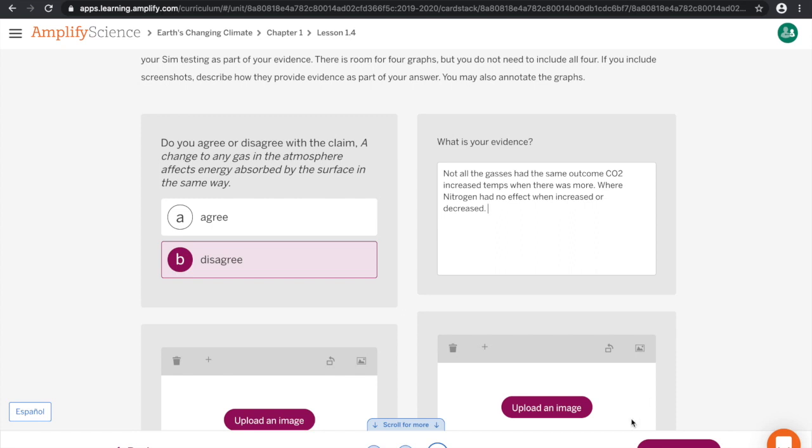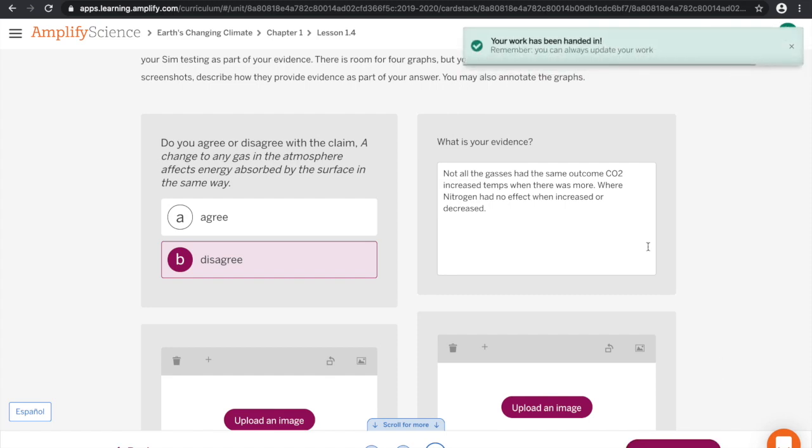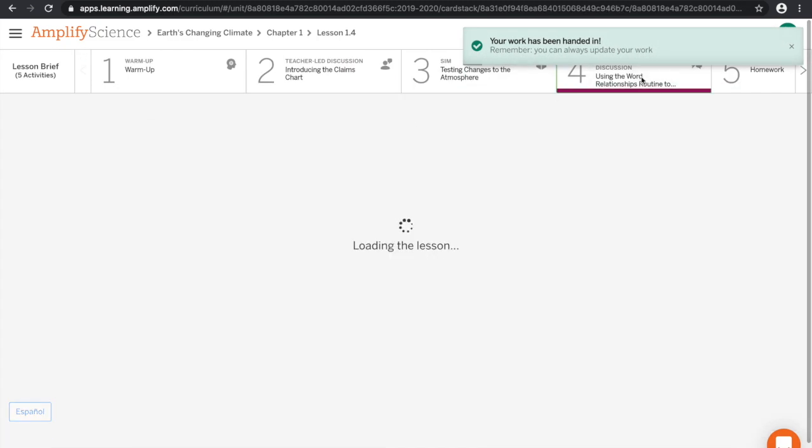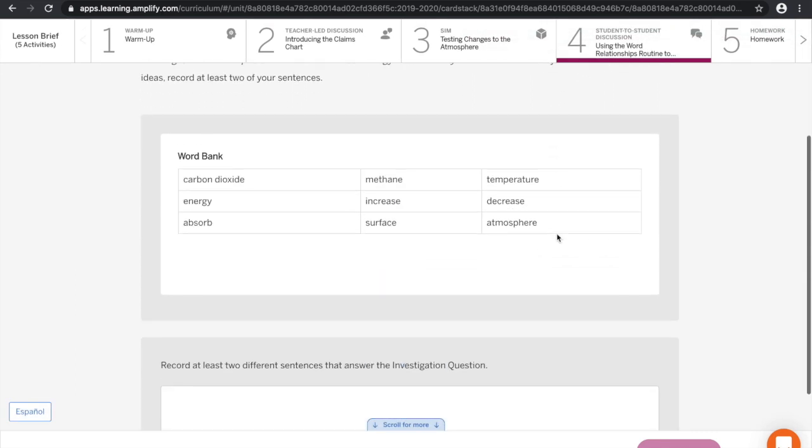Now, in the atmosphere, these gases are not individual or separated. They are all mixed together, but there's a percentage of each gas inside the atmosphere, which is what we're looking at: changes in the percentage of these gases in our atmosphere. So right there, I'm going to press hand in. You don't need to add pictures. And let's go down to the last part.